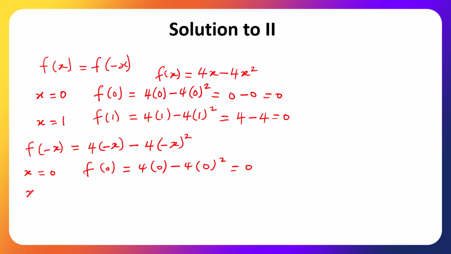Let's check for x equals 1. When x equals 1, we now have f of minus 1, which gives us 4 of minus 1 minus 4 of minus 1 squared, and this gives us minus 4 minus 4, which is equal to minus 8.